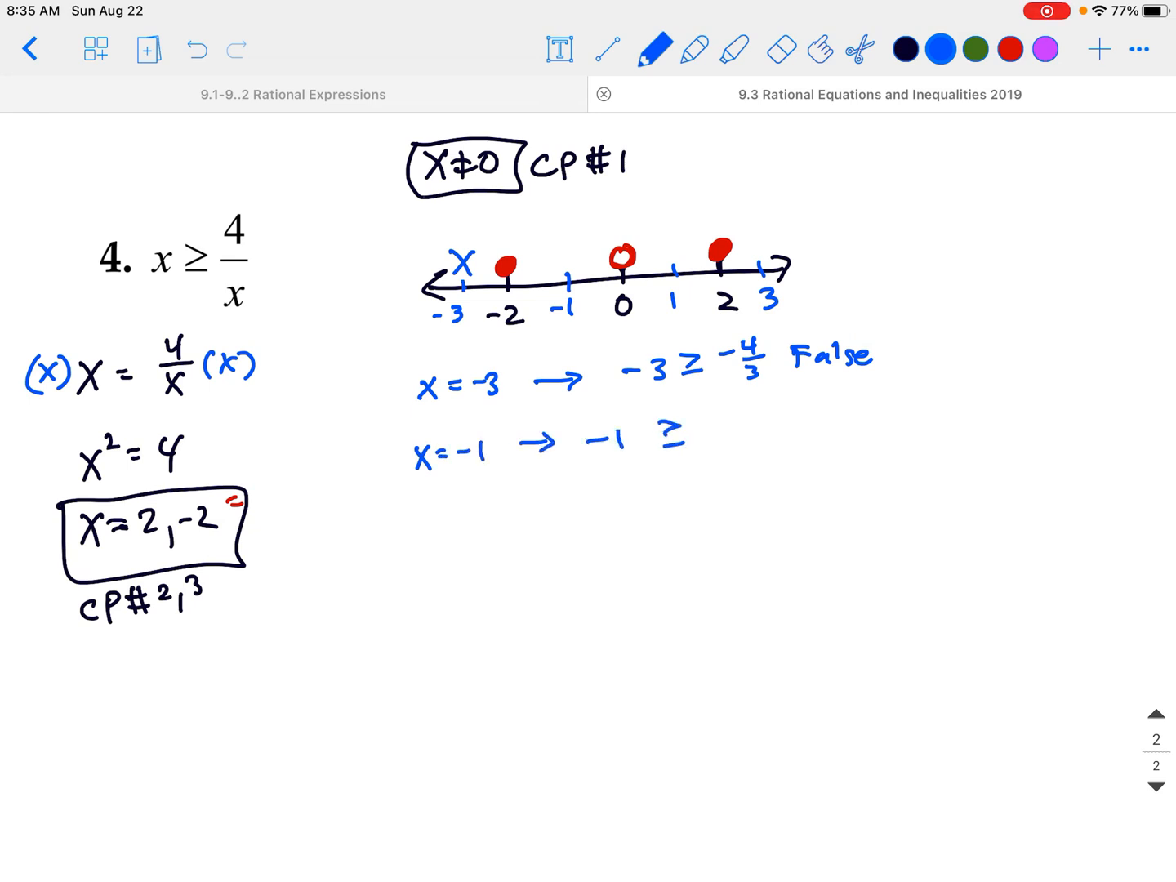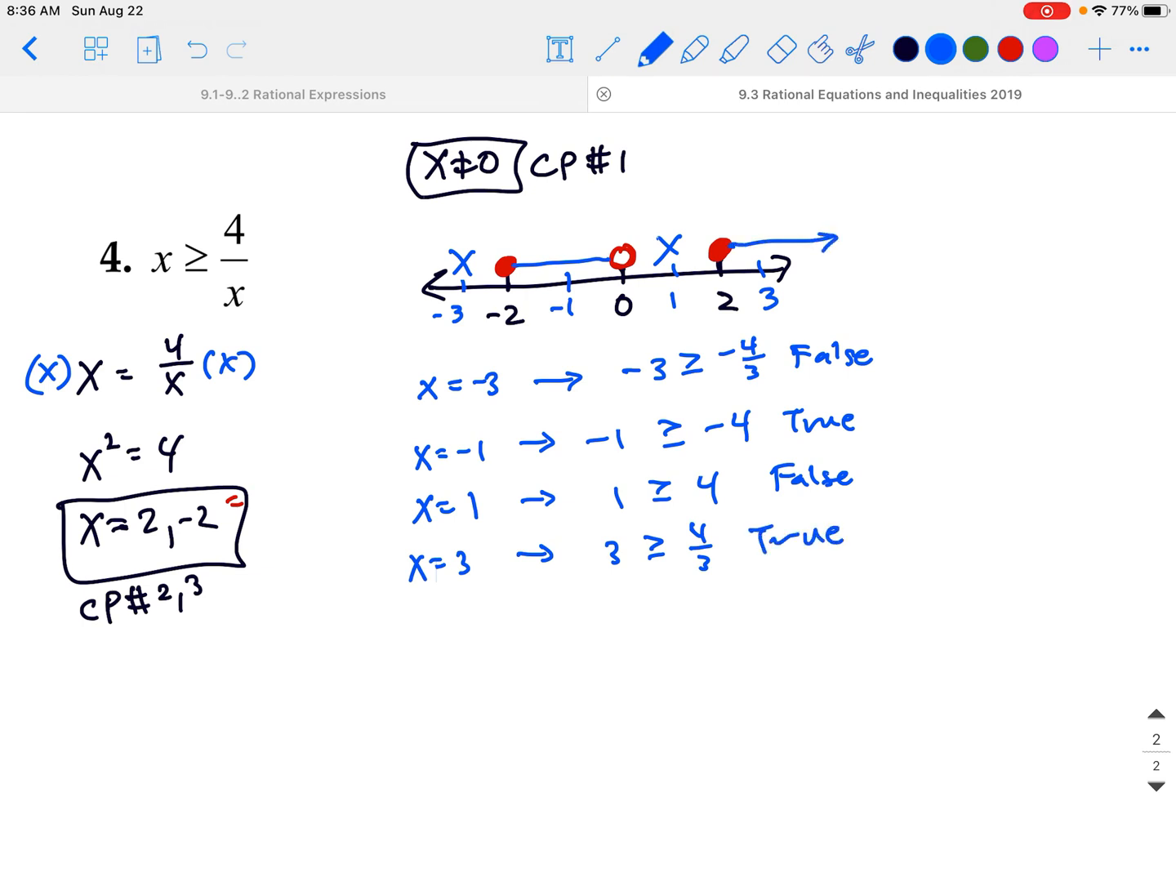Negative 1 is going to give us negative 1 is greater than or equal to negative 4. That is true. So we have a solution on negative 2 to 0. If x is equal to 1, we'll get 1 is greater than or equal to 4, which is false. And then if x is equal to 3, we'll get 3 is greater than or equal to 4/3, which is true. So we get this kind of alternating solution here.